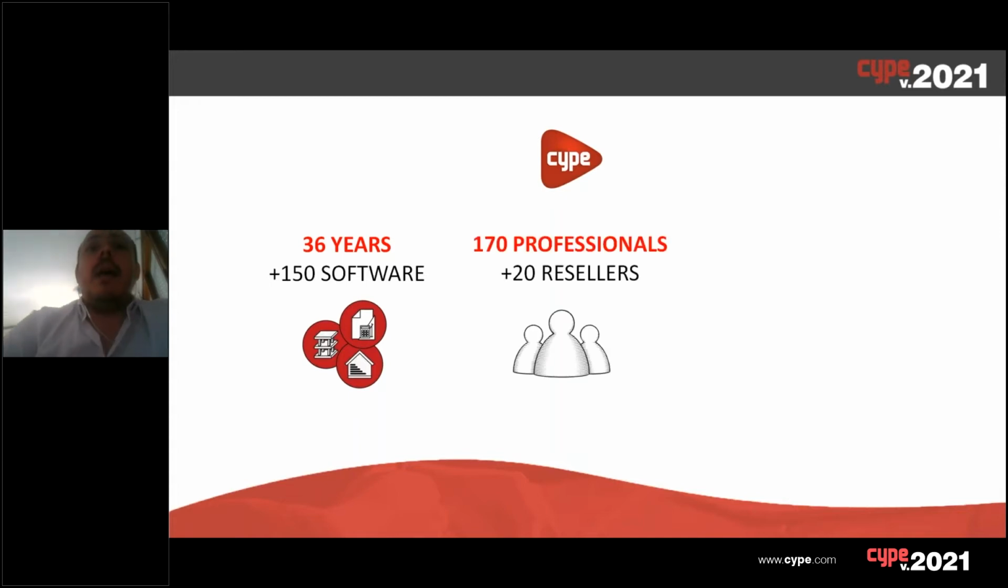Okay, and we have here in Spain, in the city of Alicante, on the Mediterranean coast, 170 professionals working with us. Maybe two thirds of them are working directly with the software development, and then we have maybe 60 professionals with the commercial department, technical support, marketing, all the departments that we have in our company.